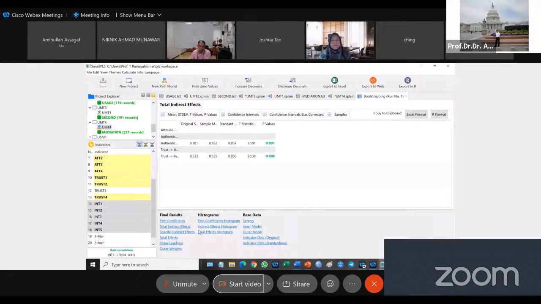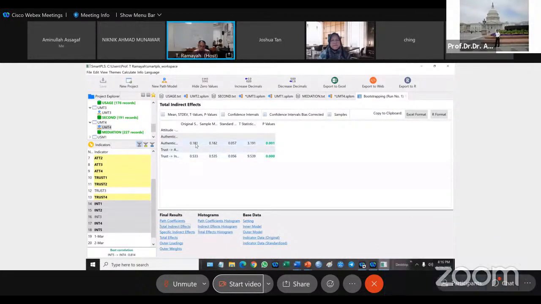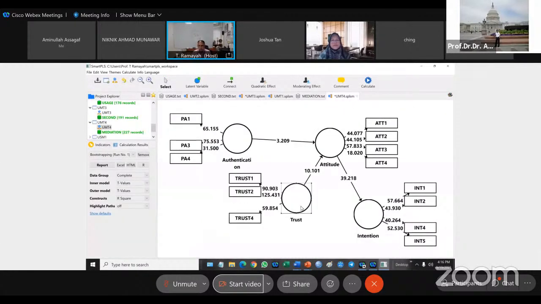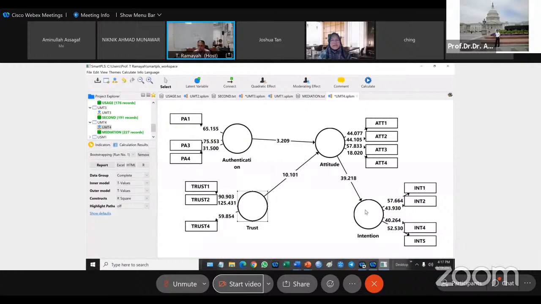Dulu dia tak asingkan macam ni ya. So kalau ada dua mediator dia akan gabungkan dalam total indirect effect. Saya tunjuk sekejap. So katakan kita tak ada satu lagi variable lah. Do I have one more variable?